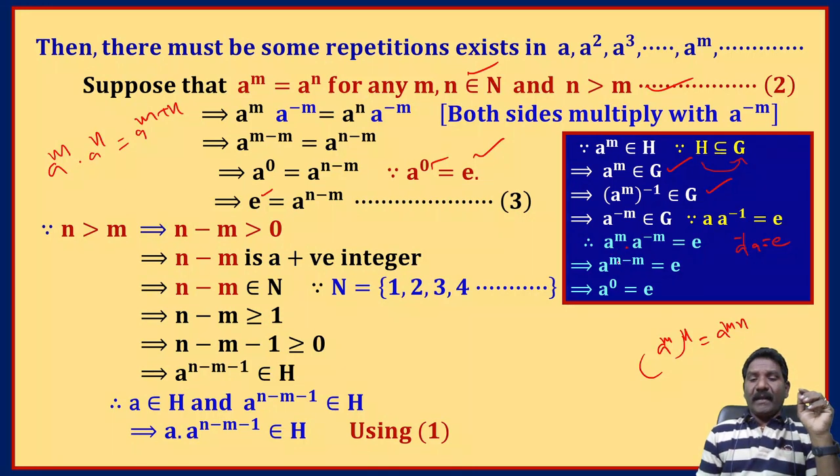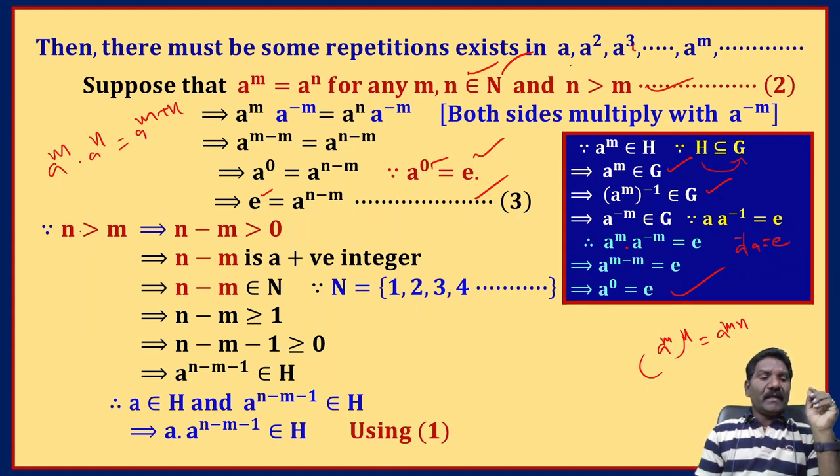A power m minus m equal to e. A power m minus m is a power 0, which is e. E is the identity element. A power 0 is e. Very, very important. So it is denoted by equation 3.